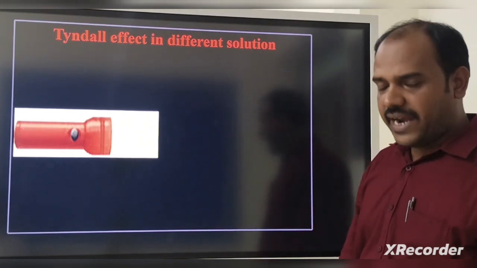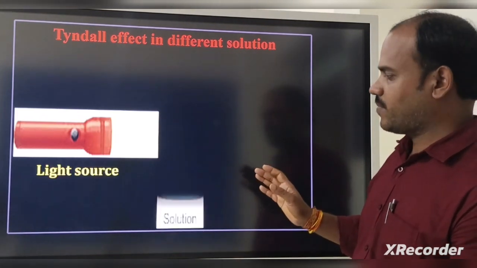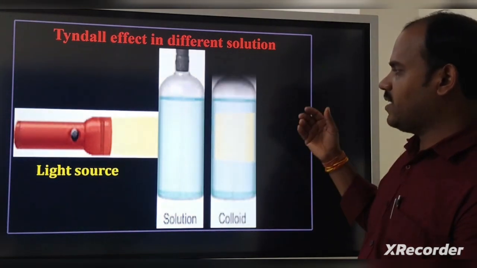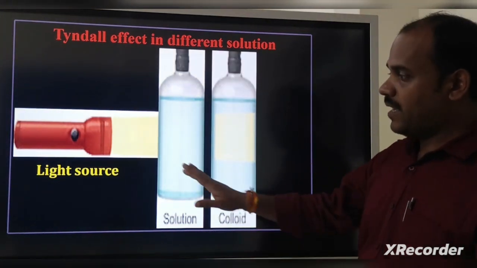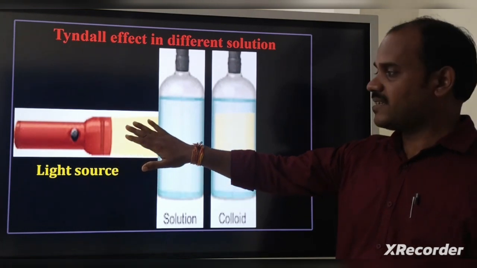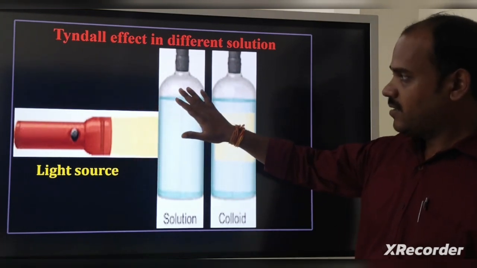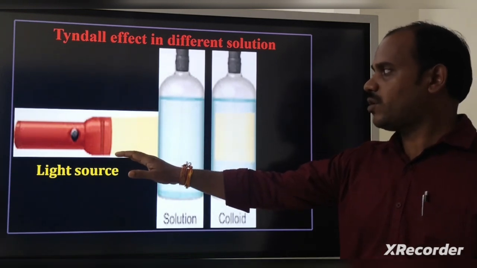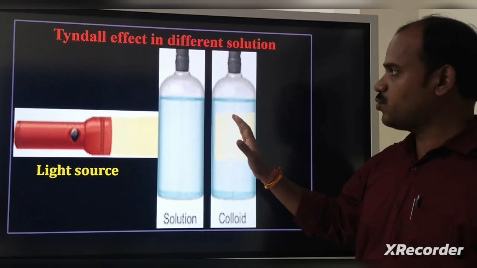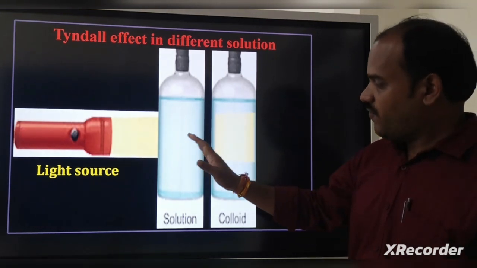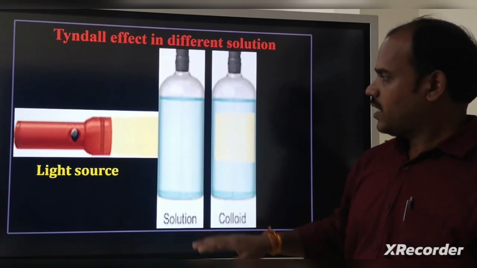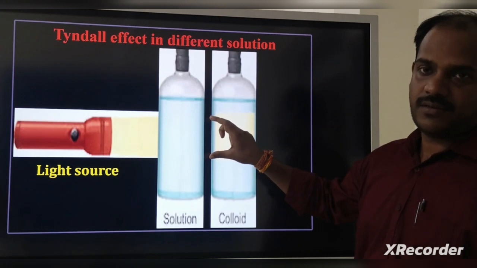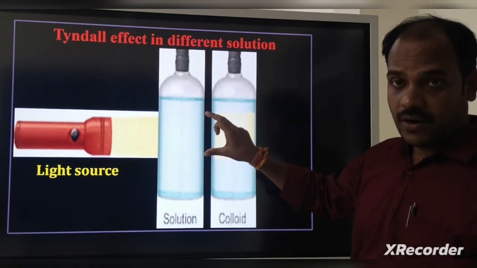Take a torch and two different solutions: a solution in the first bottle and a solution in the second bottle. That is a colloid. The torch is acting as a light source, and when we pass the light from the torch through these two samples, in the first case, in the solution, the path of the light is not visible.